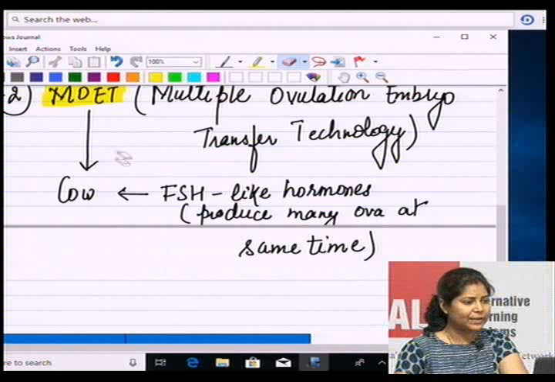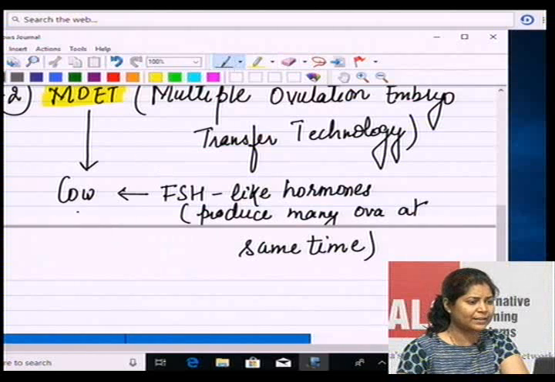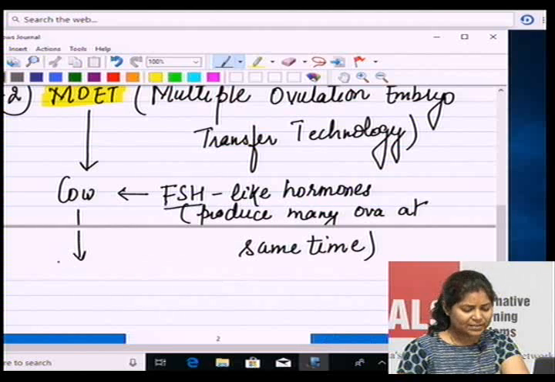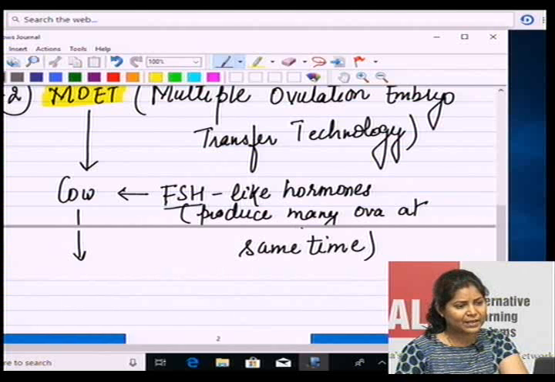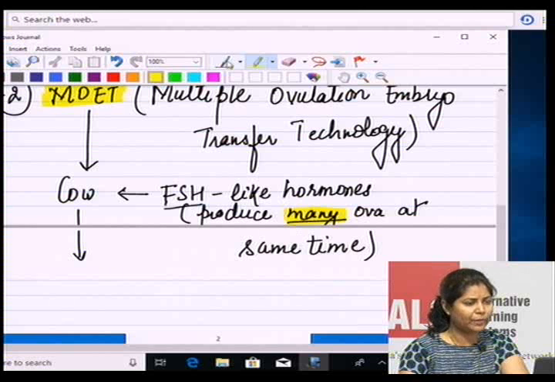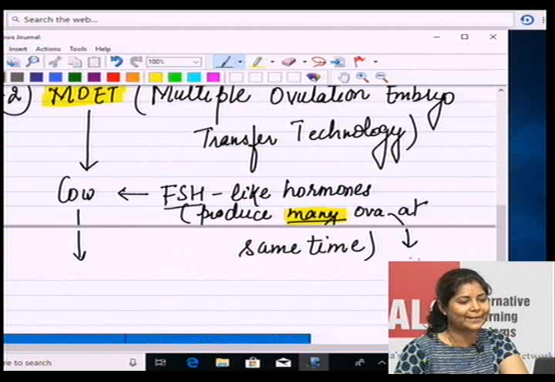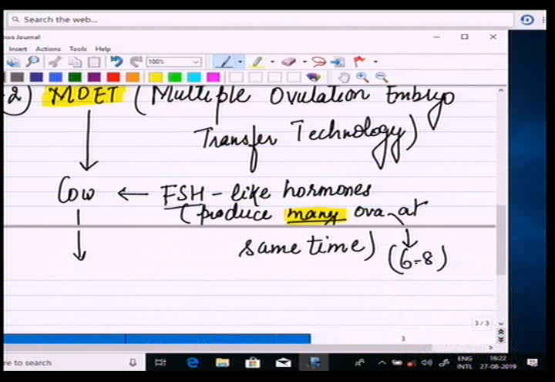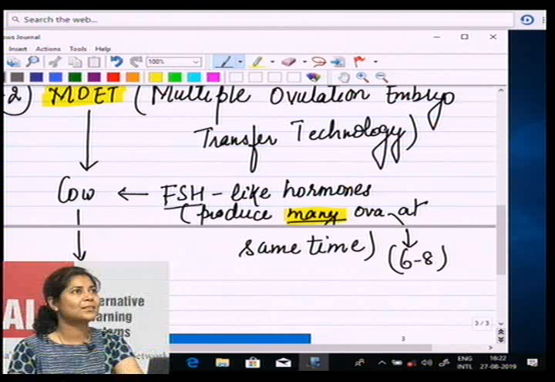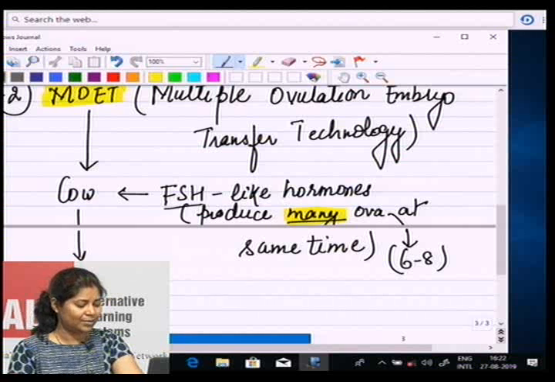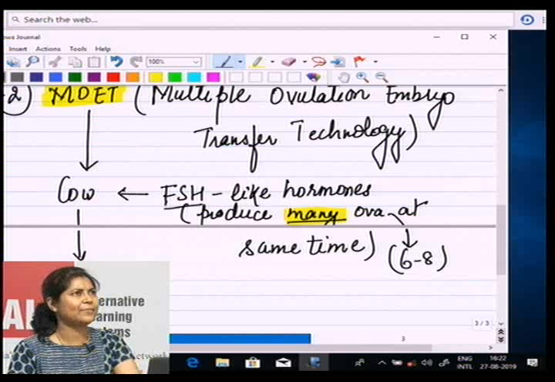So we have a cow. The cow is given FSH-like hormone, and these FSH-like hormones produce many ova instead of one. So the cow will be producing many ova. So what is the advantage? Many ova means how many ova? Not 100, 200, but only 6 to 8. Many means it is okay. So Kohima, is your camera working? Yeah, 6 to 8, 5 to 8, same thing.